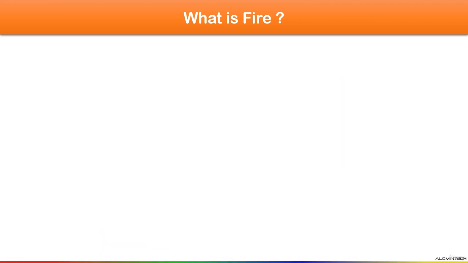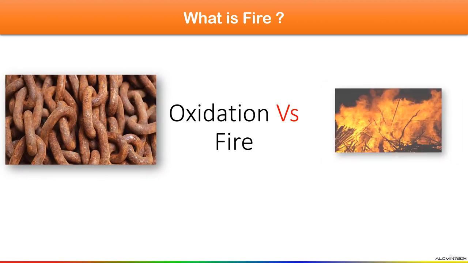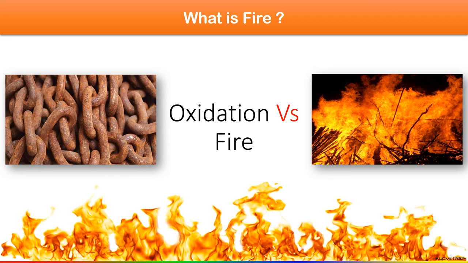Now, in fire only, we have the next topic, oxidation versus fire. In this topic, many students have doubt about how to differentiate oxidation and fire. Simply, oxidation is a common process and it takes place when oxygen is added to the compound. But fire is combustion or burning, and it takes place when the compound is burned in the presence of oxygen.